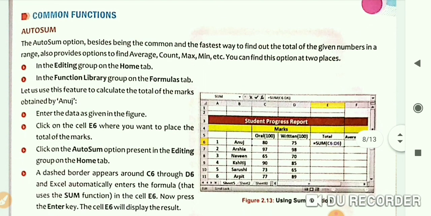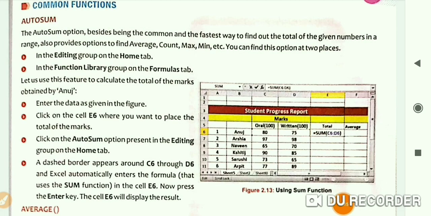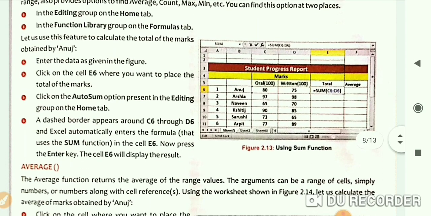Now there are some common functions we need to learn. The first one is AutoSum. Besides being the common and fastest way to find the total of the given numbers in a range, it also provides options to find average, count, max, min, etc. You can find this option in two places: the first in the Editing group on the Home tab, and the other in the Function Library group on the Formulas tab.